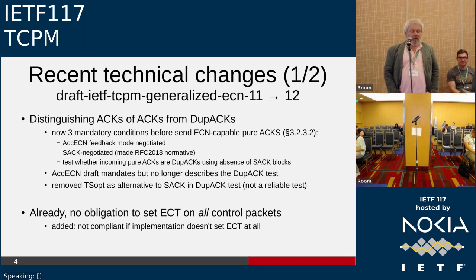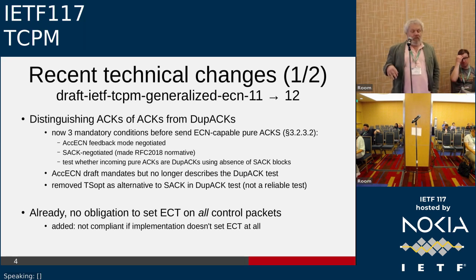So the three mandatory conditions are: before you can make ECN-capable ACKs of ACKs, you must have negotiated accurate ECN feedback mode, like I said in that table just then, and you must have negotiated SACK, which some people rather like. And then when you test whether an incoming pure ACK is a DupACK, you use the absence of a SACK block for that test. Obviously, if you hadn't negotiated SACK, you wouldn't be able to do that.